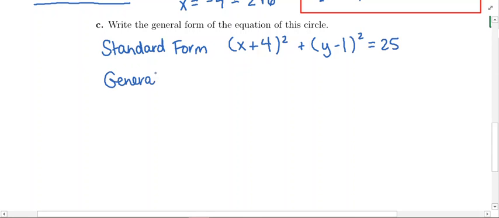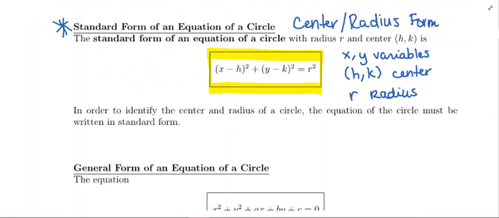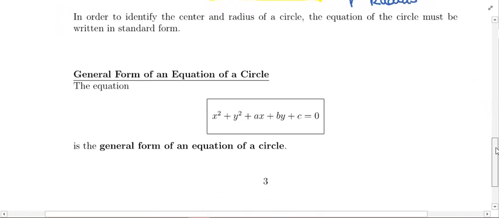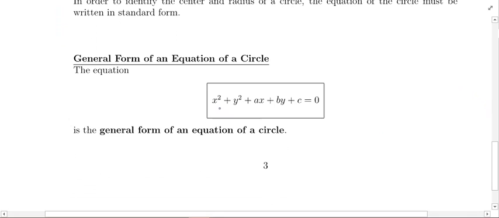General form, like I said, is different. Let's go back to page 3 where we talked about the equation of a circle. In the yellow box is what standard form looks like, and I told you, out of the two forms of the equation of a circle, standard form is preferred, but sometimes you do have to deal with general form. If you scroll down and look in the other box, this x squared plus y squared plus ax plus by plus c equals 0, that's the general form of the equation of the circle.